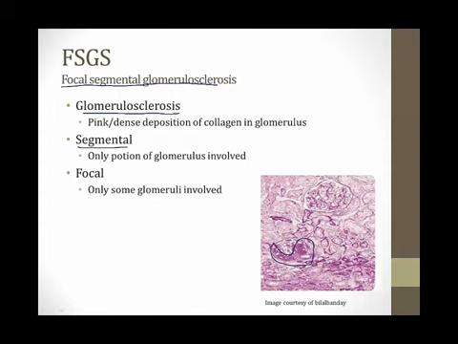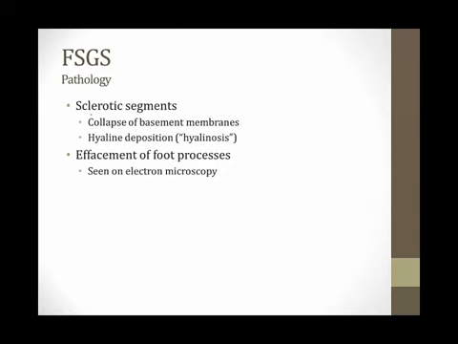It's called segmental because only a portion or segment of the glomerulus is involved. Also seen in this glomerulus on the screen, some of it is normal and some of it is abnormal. Finally, it's called focal because only some of the glomeruli are involved. In this image on the screen, we've got a normal glomerulus up here and a sick glomerulus here. That is a focal disorder, and that's how FSGS gets its name. In the sclerotic segments, there is collapse of basement membranes and hyaline deposition. This is called hyalinosis. That's the accumulation of pink material you saw in the last slide.